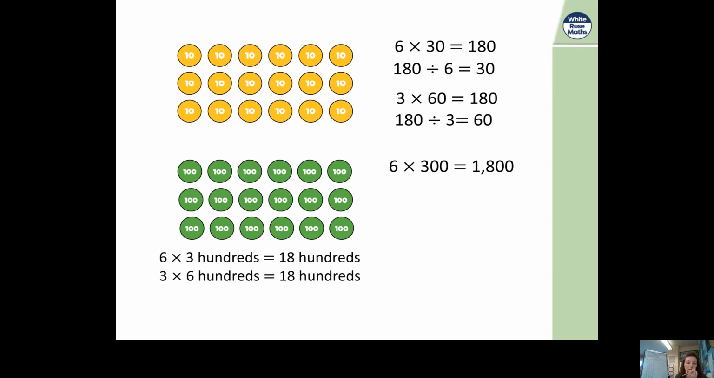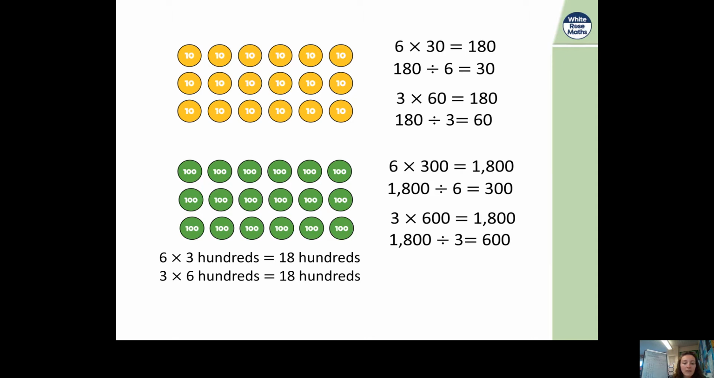So 6 times 300 is 1800. 1800 divided by 6 equals 300. 3 times 600 is 1800 again. And 1800 divided by 3 equals 600.